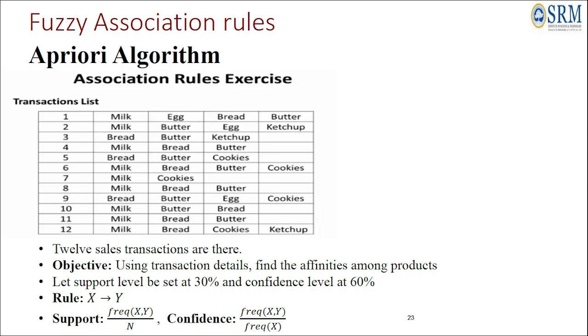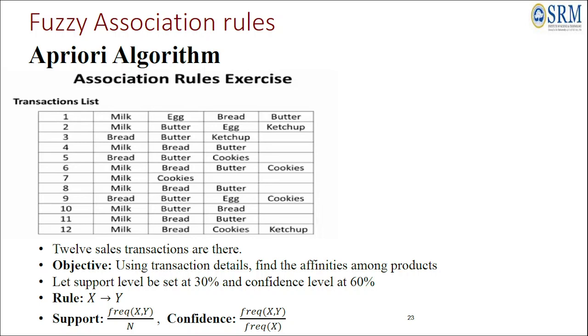Among the different products means between milk and egg, milk and bread, milk and butter. Similarly, between egg and milk, egg and bread, egg and butter, and like this. So for this we need the association rules. The association rule is a mapping from x to y, where x and y are the items or group of items in the transactions.